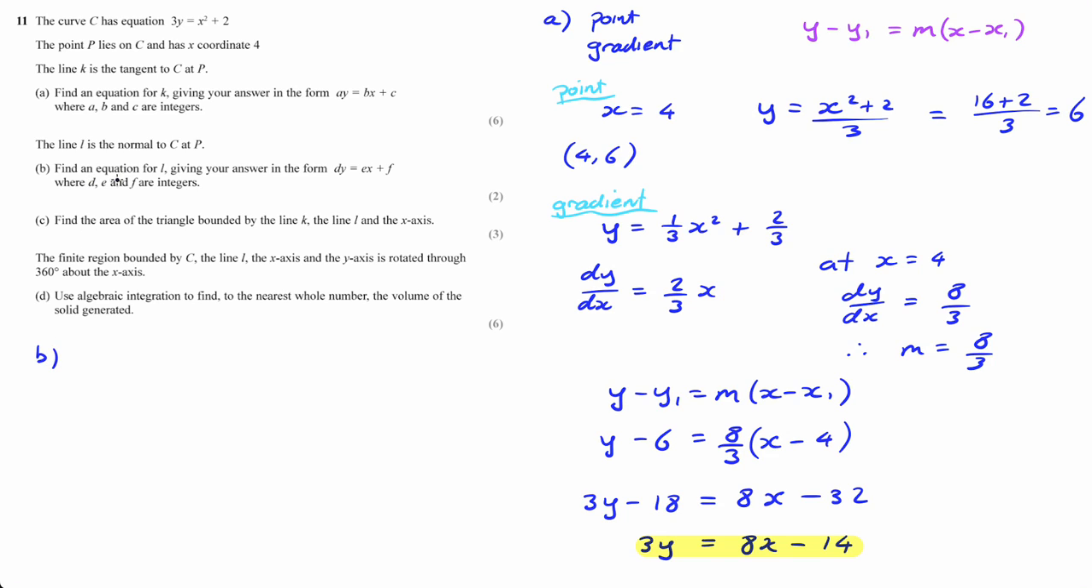The line L is the normal to C at P. Find an equation for L giving your answer in this form. Okay, so 2 marks, guys. That's because most of the hard work is done. We just need to find the gradient of the normal.